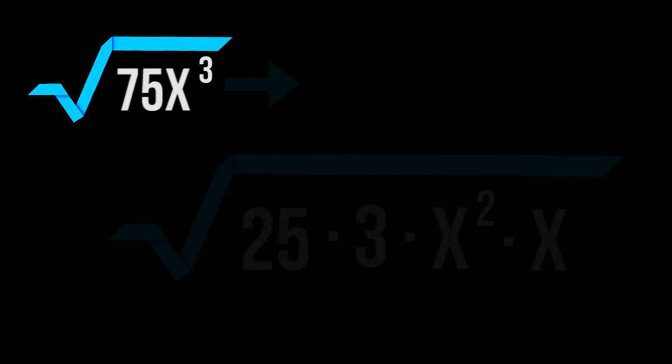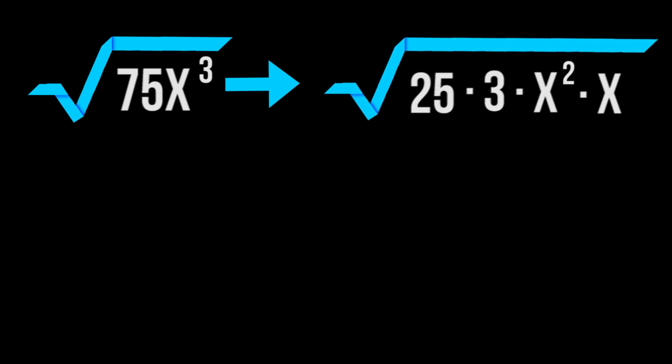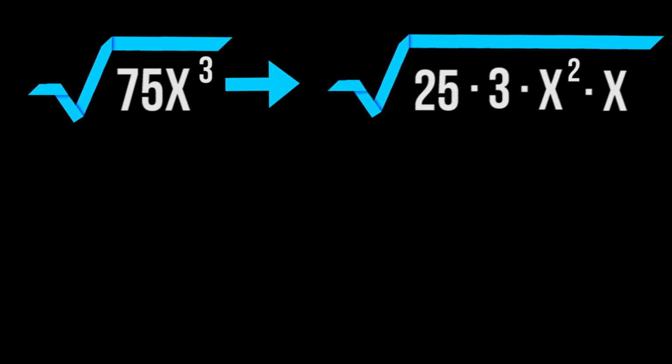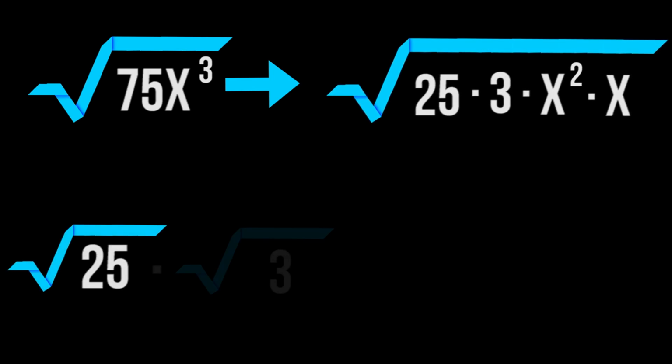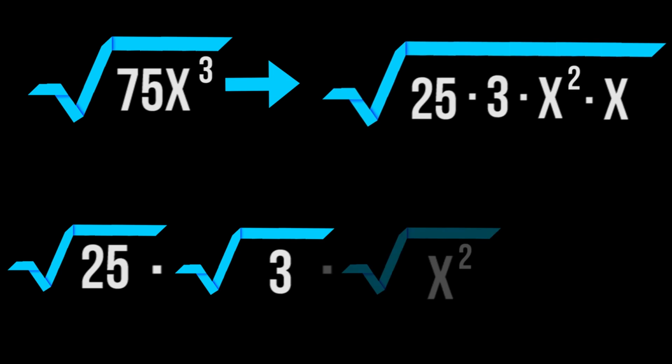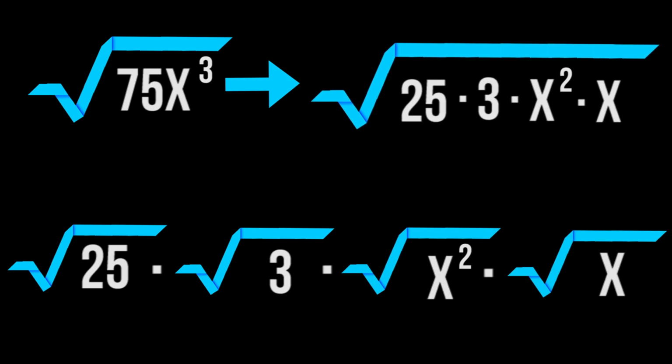The first example that we have is the square root of 75 times x cubed. We can simplify the 75 into 25 times 3 and the x cubed into x squared times x. Now let's give each of them their own individual square root. Now we have the square root of 25 times the square root of 3 times the square root of x squared times the square root of x.